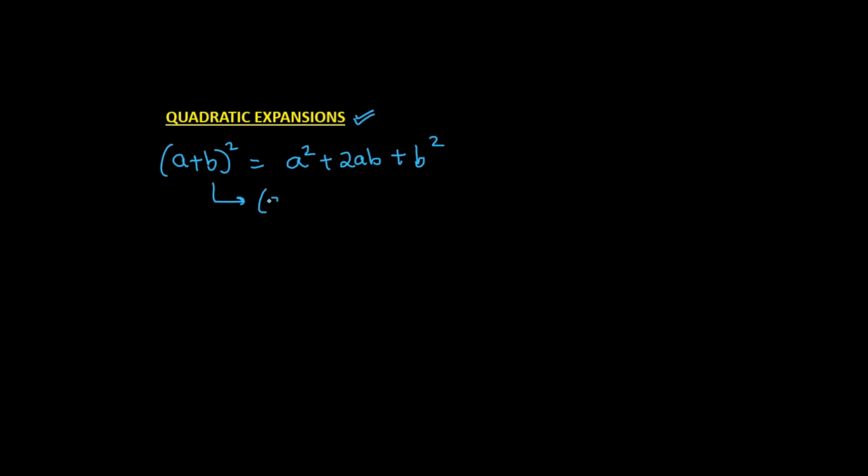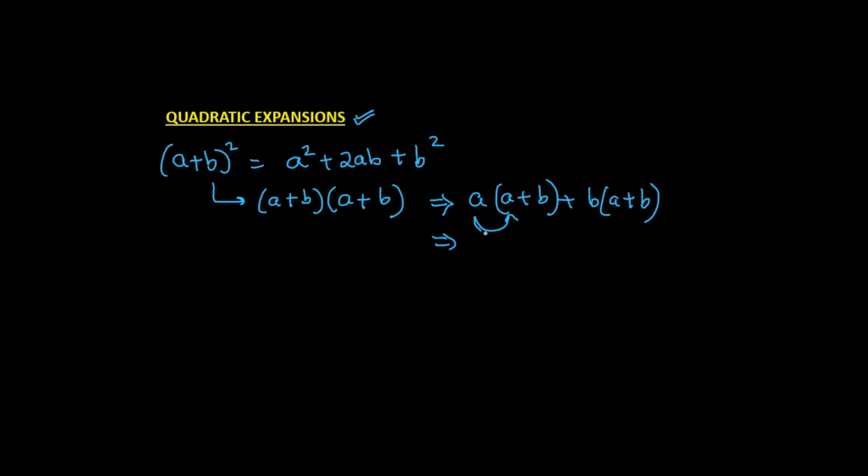So (a plus b) whole square, anything raised to the power 2 is a number multiplied by itself. So here a plus b is raised to a power of 2, so it is (a plus b) into (a plus b). We all know when we multiply a binomial with a binomial, we have to distribute the terms to the second bracket. Now we distribute a to the first term, a to the second term of the bracket, b to the first term and b to the second term.